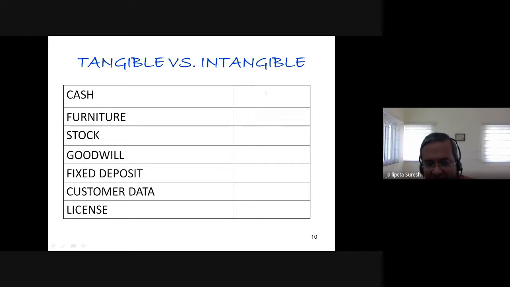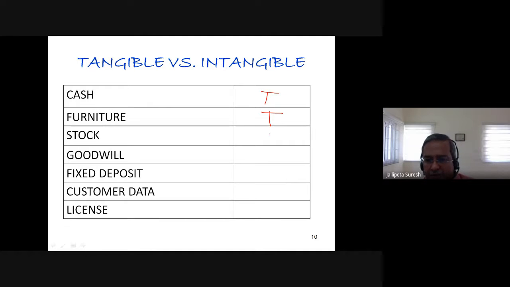When you look at cash, currency, does it appear to you as tangible or intangible? To me, it may appear as tangible, because I may say I have a touch and feel of this, and it has a monetary value. So according to me, it is tangible. You may differ, you are within your rights to do that. Next is furniture. Furniture is very easy, because it is a physical object, it has a touch and feel, and it has a value. So I can consider this as tangible.